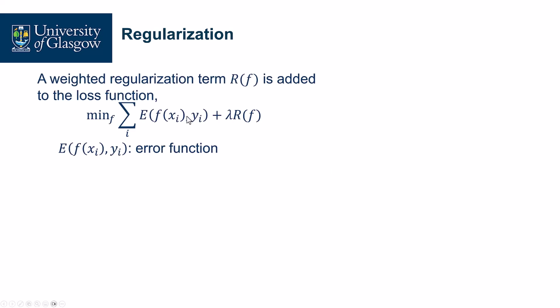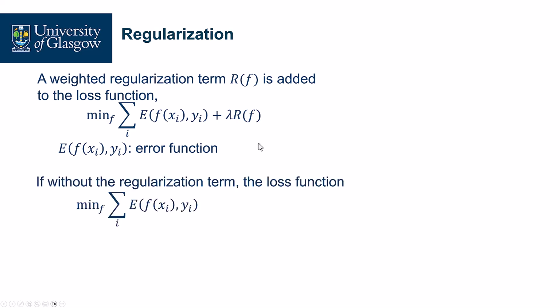We can see, often we minimize the error function as a loss, but here we added a weighted regularization term. We call this the regularization term, and with a weight, we call it lambda. Now we optimize this penalized function. If we don't use this term, we just optimize the error function as we used to do.